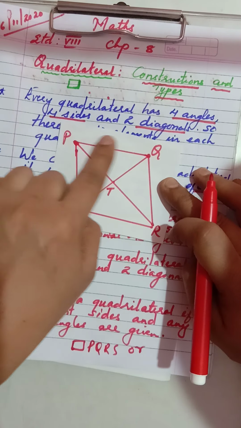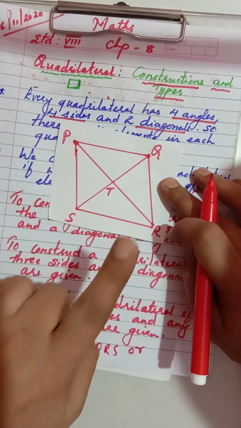So it is PQRS or PSRQ, or you can write the name of this quadrilateral as quadrilateral PSRQ. So this way you can name this quadrilateral. As you had learned to name the triangle, same way you can name the quadrilateral. So I hope children the term quadrilateral is very clear to you, and the symbol of quadrilateral is also clear.